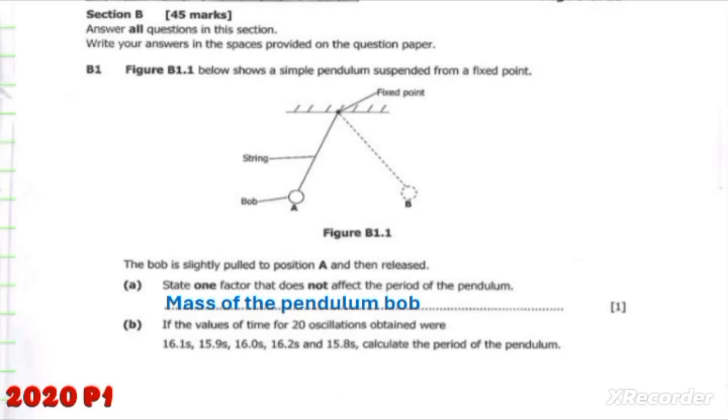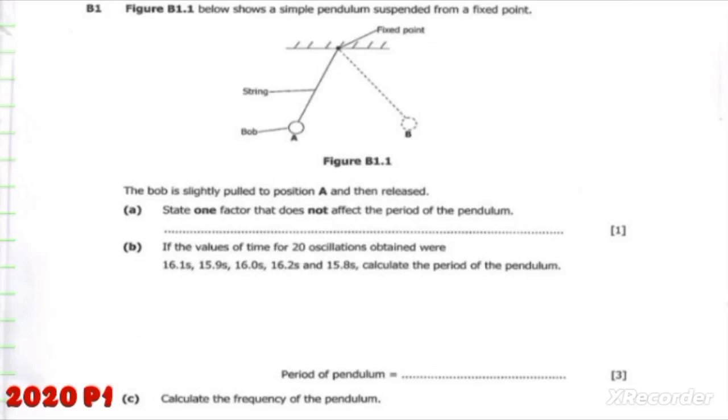Without wasting much of our time, let us move to the next question, which is question B. If the values of time for 20 oscillations obtained were 16.1 seconds, 15.9 seconds, 16.0 seconds, 16.2 seconds, and 15.8 seconds, calculate the period of the pendulum.